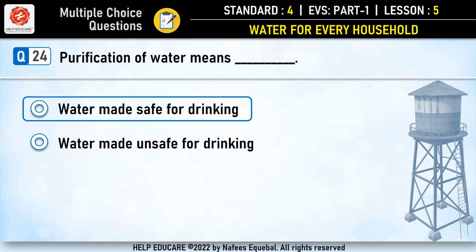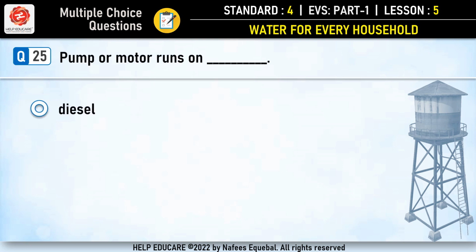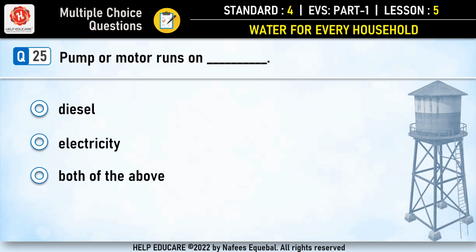Correct answer is water made safe for drinking. Question number 25. Pump or motor runs on dash. First option, diesel. Second option, electricity. Third option, both of the above. Fourth option, none of the above.